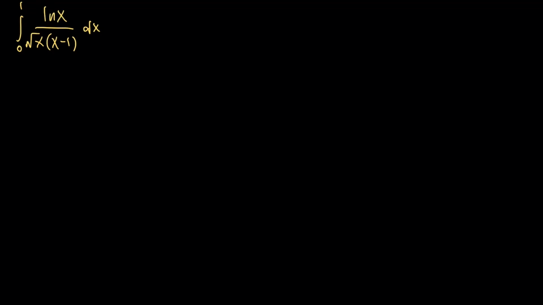Today we'll be doing the integral from 0 to 1 of the natural log of x divided by the square root of x times x minus 1 dx. And to start, we'll make a substitution. So we're going to let y equal the square root of x, but that means that y squared equals x, but that means that dx equals 2y dy. The bounds of integration will not change.